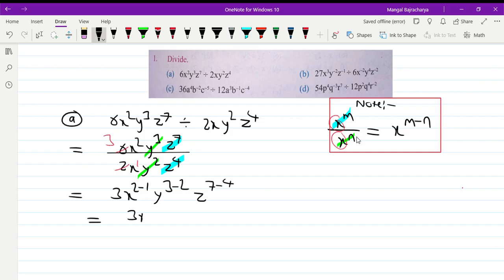This way we get 3 into x power 1, y power 1, z power 1. And power 1 is not needed to be written, so we don't write the power. So simply we write 3xyz. So this is the answer for this number A. Now I go with the number B. So for this I write this number A.